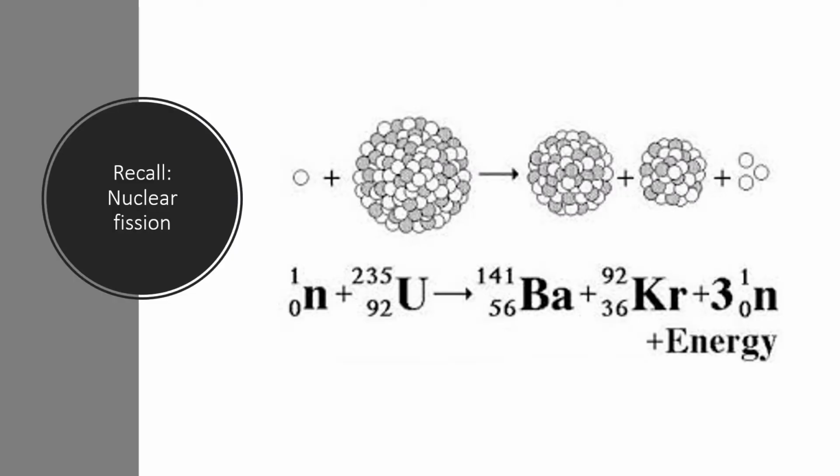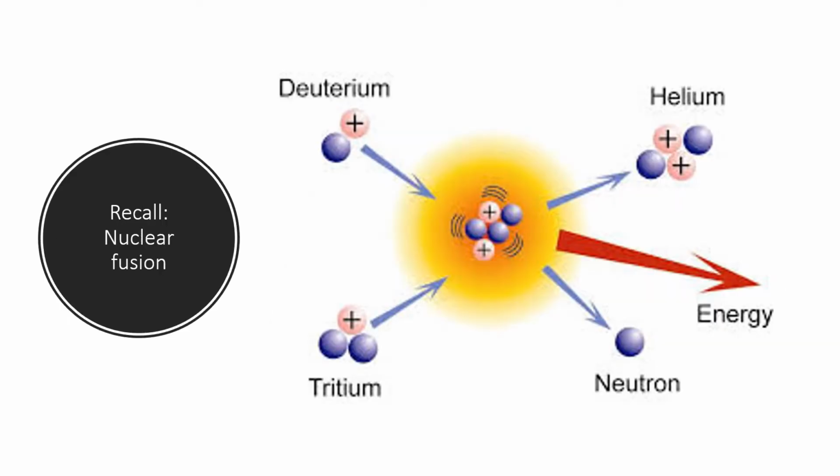Okay, first and foremost, let's recap on the nuclear fission. Now you have one neutron, which is bombarding a uranium atom. And then at the end of the reaction, you will get barium, krypton, and then 3 neutrons, and also your nuclear energy. What about the nuclear fusion? In nuclear fusion, for example, one deuterium fuses with one tritium, and then you will get one helium and also one neutron, and of course your nuclear energy.